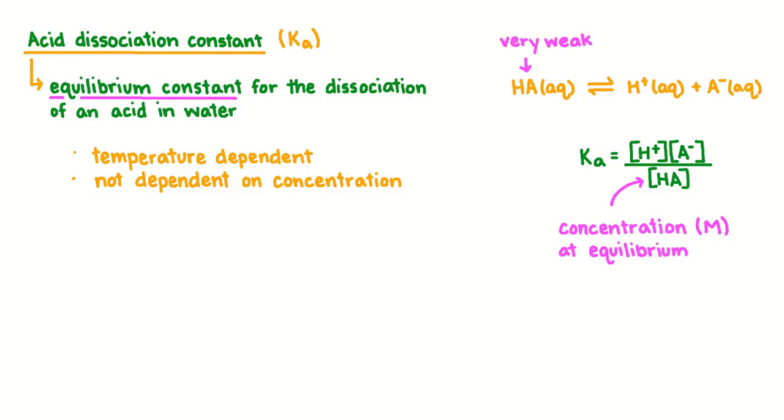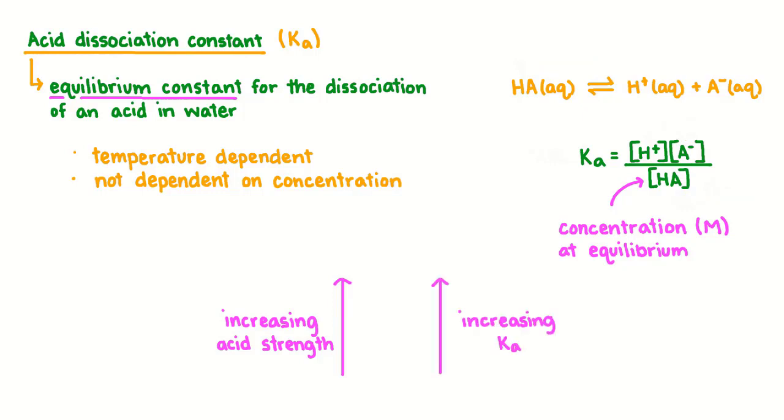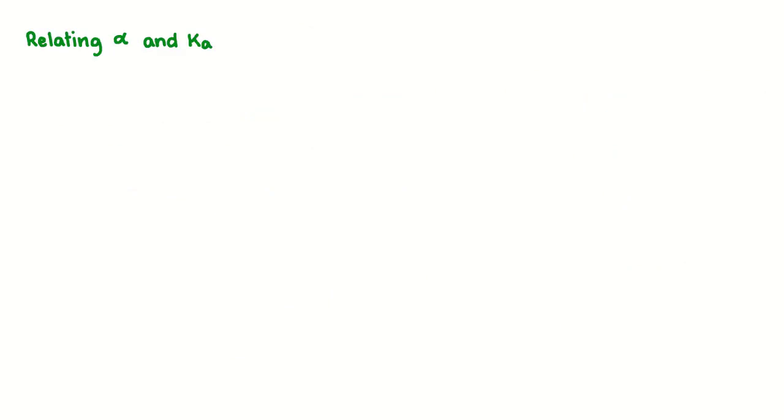If the acid is very weak, very few molecules will dissociate. So the concentrations of the ions at equilibrium will be low while the concentration of the acid is high. This will result in a low acid dissociation constant. As the strength of the acid increases, the concentration of the ions will increase, and the acid dissociation constant will increase. We now have two quantities, degree of dissociation and acid dissociation constants, that can help us to understand the strength of an acid. These two quantities can be related to one another.